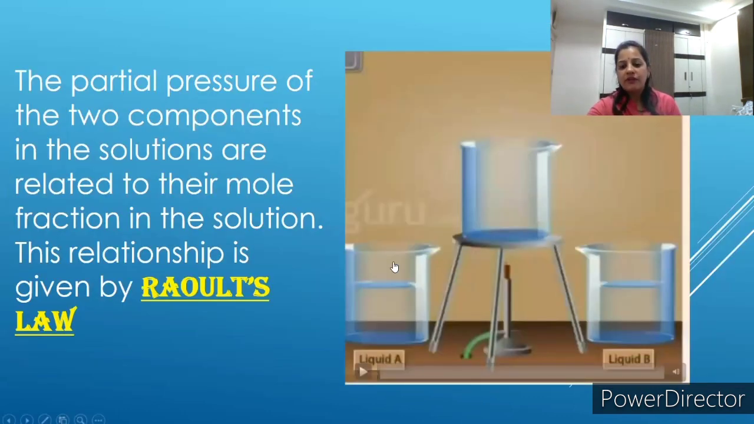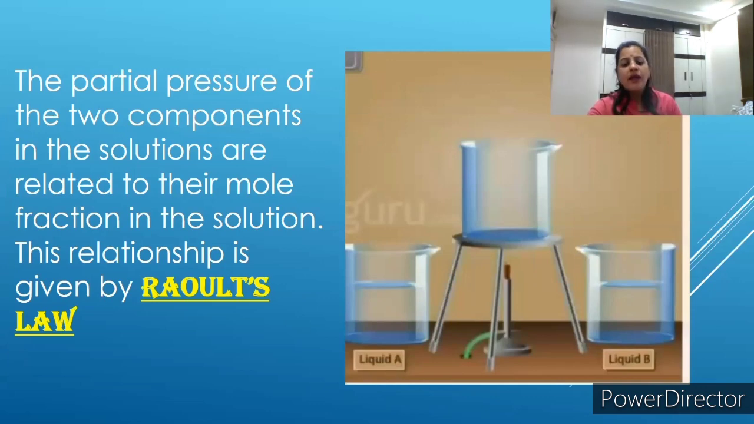Now suppose I have taken two liquids, liquid A and liquid B, and both of these are volatile liquids. Volatile liquids means they get evaporated very easily at a lower temperature.